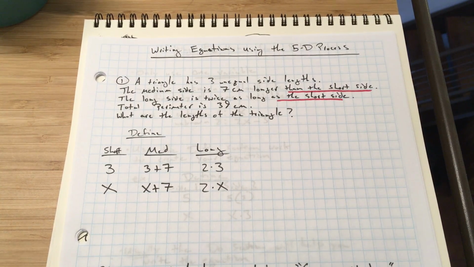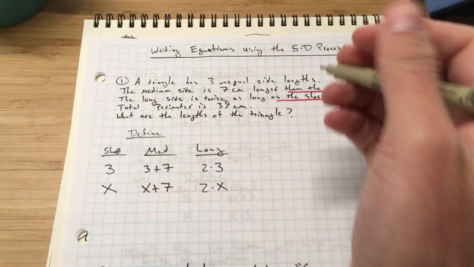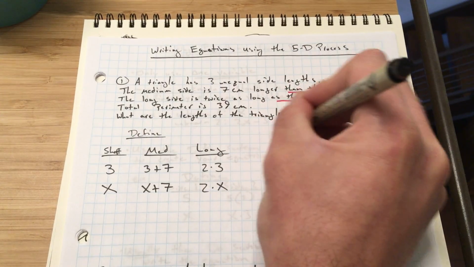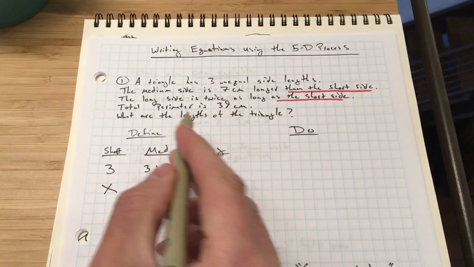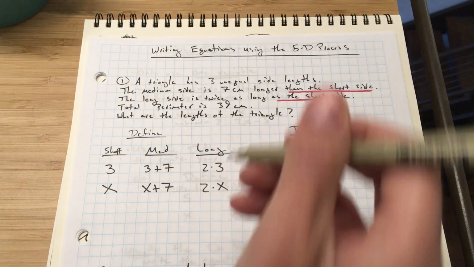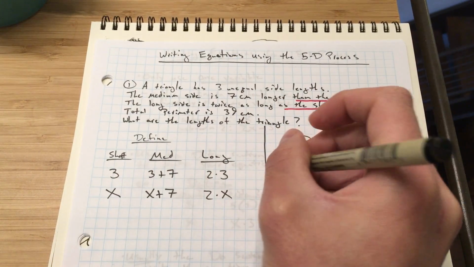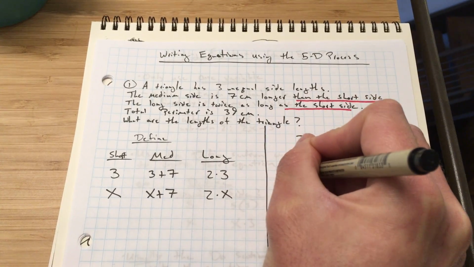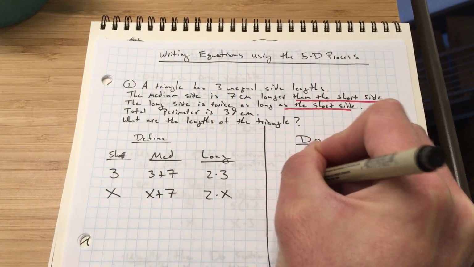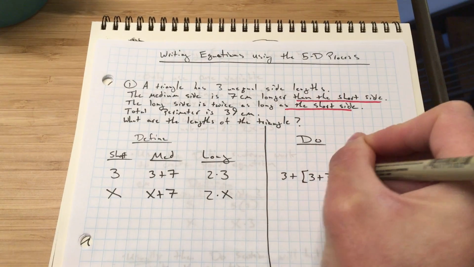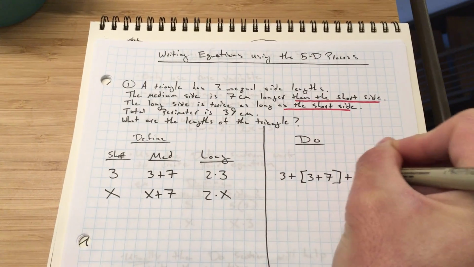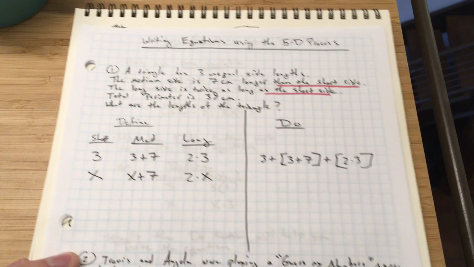Now, when I go to actually make an equation, the do section is going to be helpful here. So like I said, look at the do section. In this case, this problem was about perimeter. So in the do section, originally, you were using these numbers here. So you would have written something like 3 plus, and I'll use a little bracket just to separate them, 3 plus 7, plus another bracket here, 2 times 3. Those are just for organization.